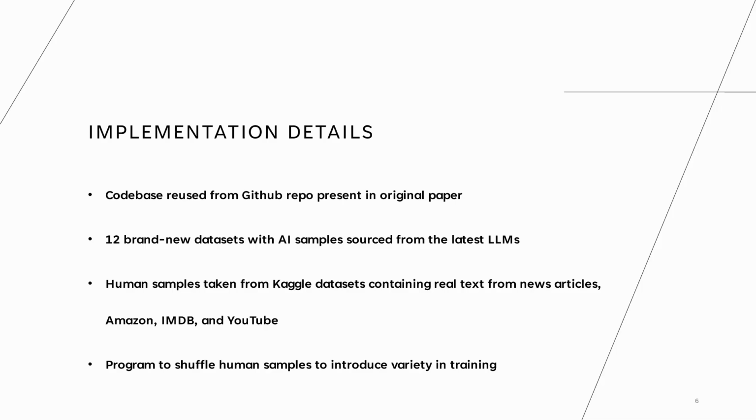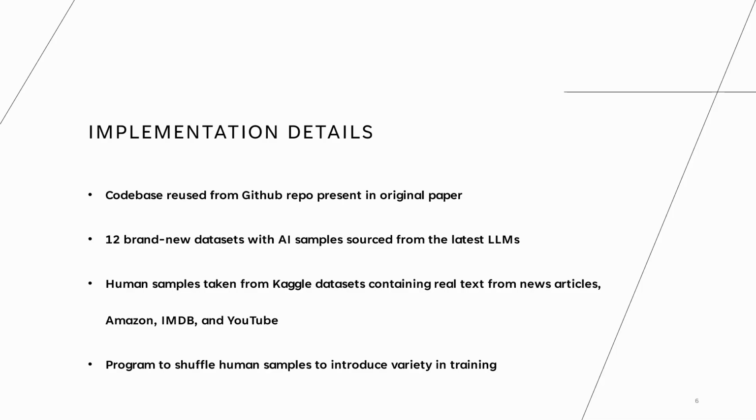As for my implementation's details, the codebase was cloned from the original paper's GitHub repository. Since this detector is already top of the line, I could not find much to change in the actual methodology and chose to extend the experiments conducted in the paper instead. To do so, I formulated 12 brand new datasets with AI samples sourced from the latest LLMs, aka ChatGPT 5.1 and Claude 4.5 Sonnet.